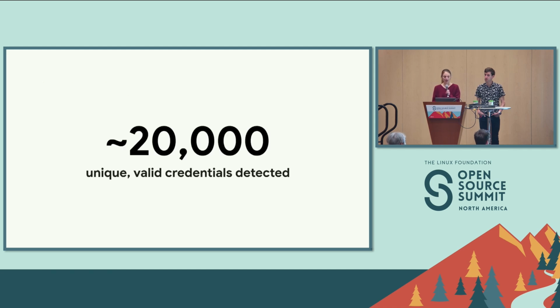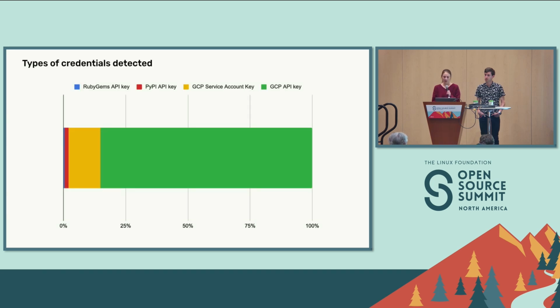So out of those 6.5 billion files we scanned, we found around 20,000 unique valid leaked credentials. The majority of what we uncovered were GCP API keys, which is a bit funny because they're not actually technically credentials, but if they're leaked, they can be used for resource abuse, so it's still bad to leak them. The next largest number of credentials we detected were GCP service account keys.